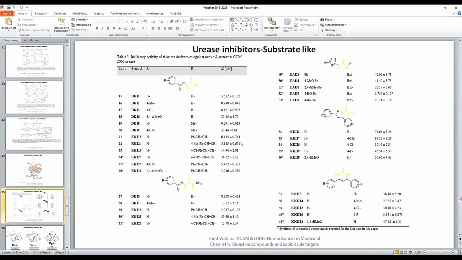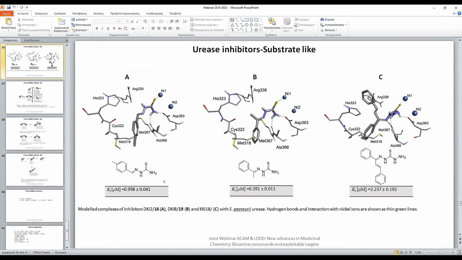A lot of work again from the students who worked on them. Two of them, two thiosemicarbazones, were the most potent with 390 nanomolar inhibitory activity. One thiocarbohydrazone had 223 micromolar inhibitory activity. Now we are at the level of modeling, and at the stage of trying to crystallize the inhibitors with the enzyme. But even with molecular modeling, we observe the interaction of sulfur with nickel ions in all cases, which proves the correctness of our hypothesis, and several other interactions with other elements of the active site.